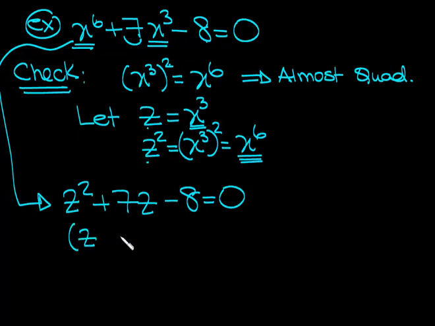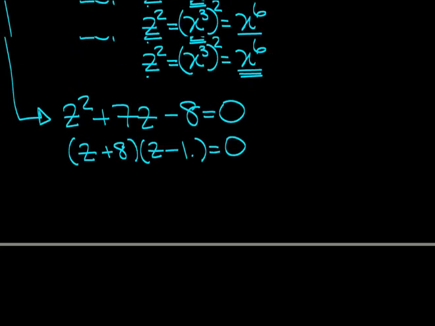So I'm going to do that. z is equal to 0. I want two numbers. When I multiply, I get -8, and when I add, I get 7. Okay, so the numbers are what? +8 and -1. So now let's continue this.